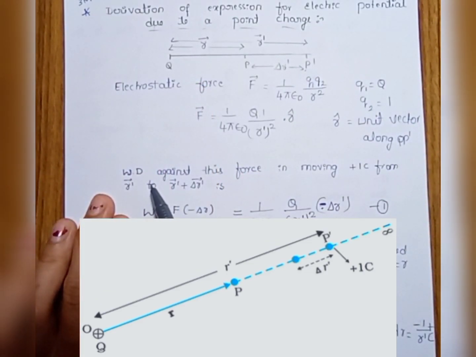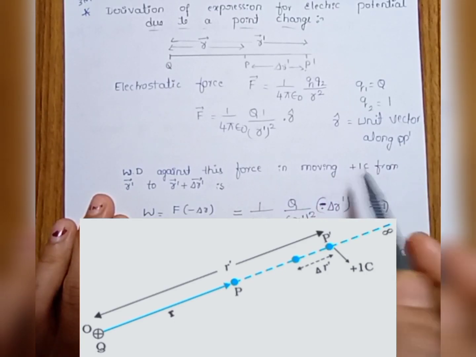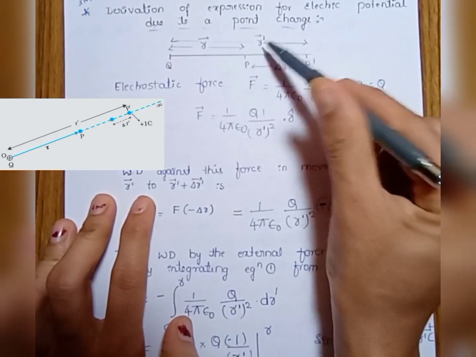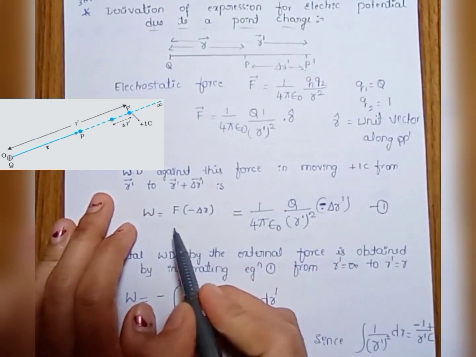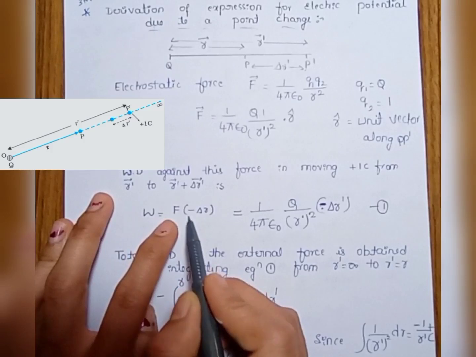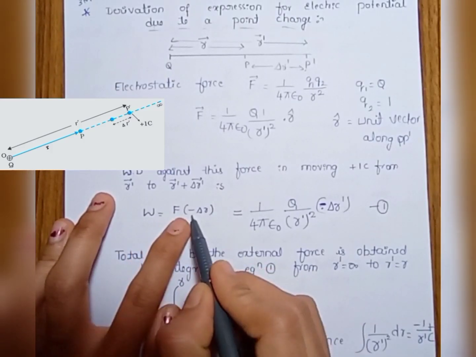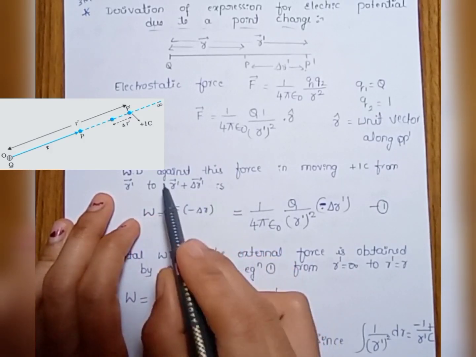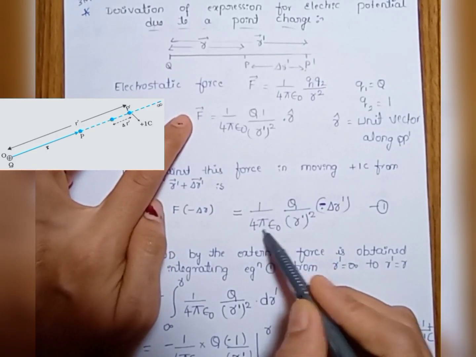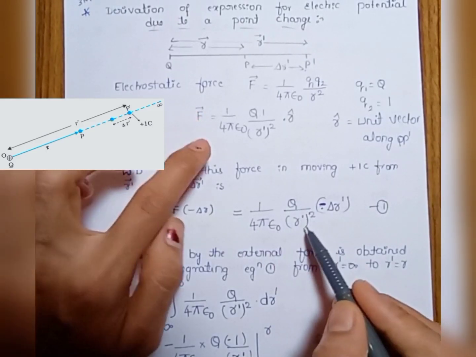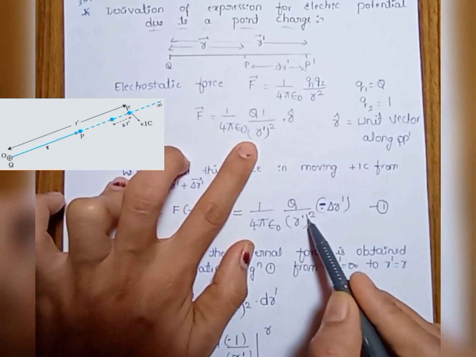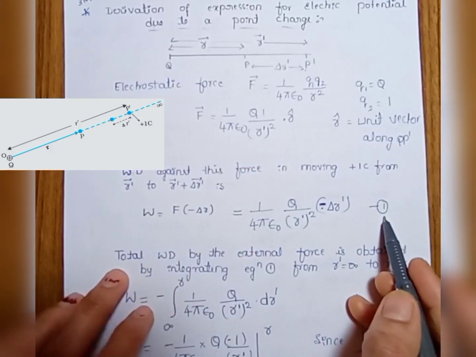Now what we have to write? The work done against this force in moving charge plus 1 coulomb from R dash to R dash plus delta R dash can be written as W is equal to force into displacement, F into minus delta R. Here the negative sign indicates the work has been done against the force. Then the value of F becomes 1 divided by 4 pi epsilon naught Q into delta R dash, with a negative sign, divided by R dash whole square. Let us take it as equation 1.